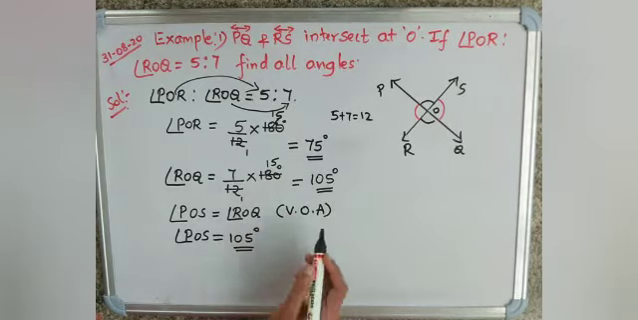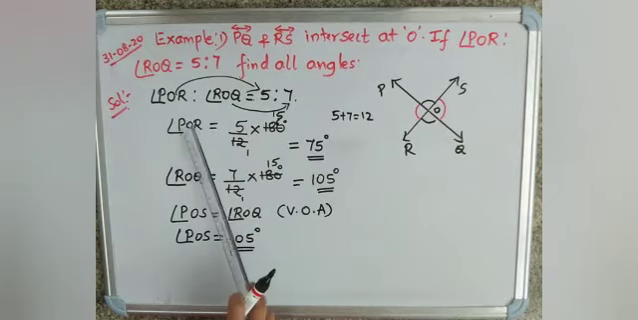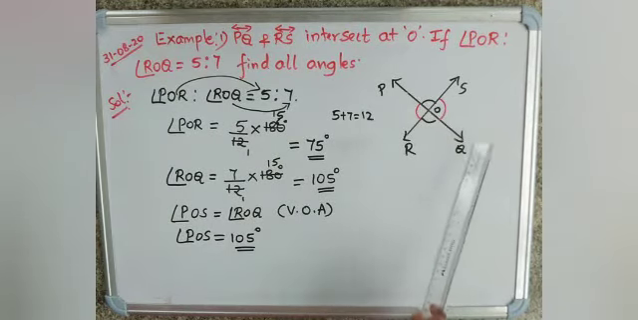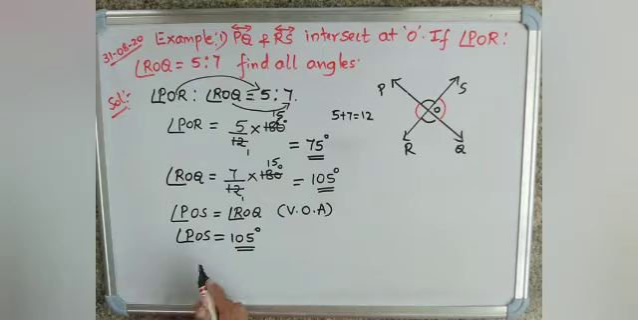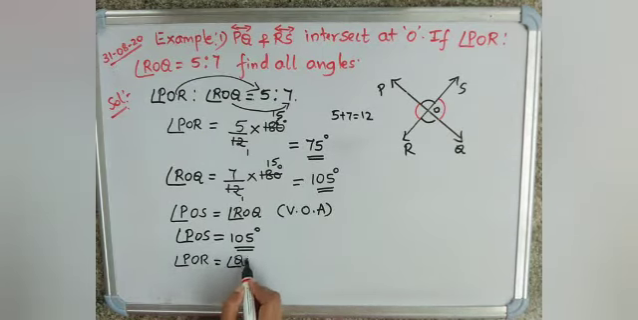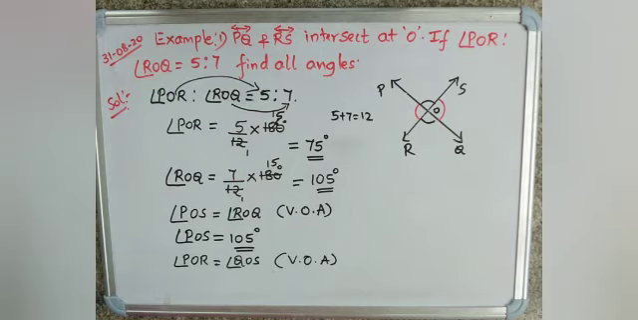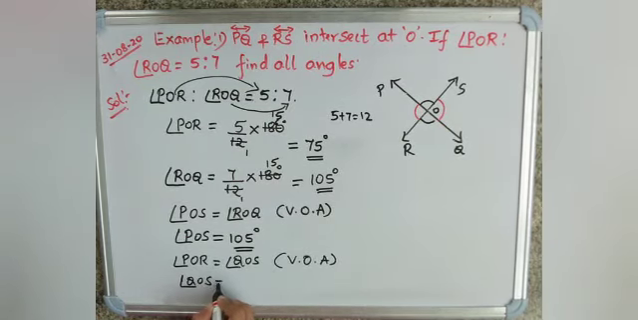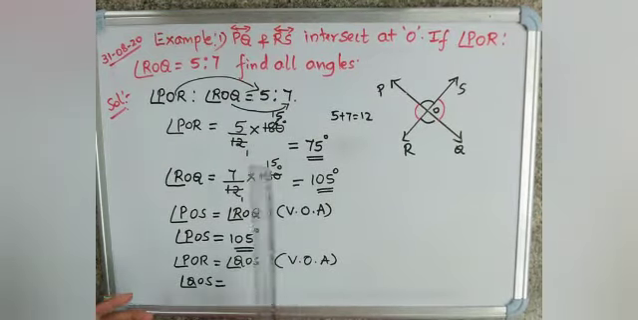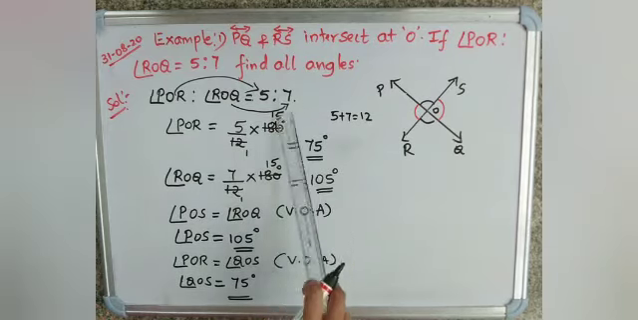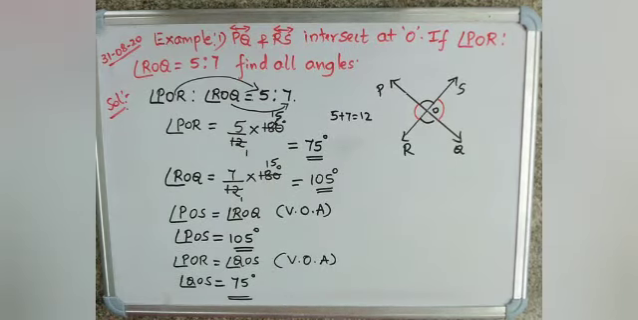We have found this. Now, one more, that is POR is equal to QOS. Why is it equal? Once again, vertically opposite angles are equal. We have proved this theorem. So I am going to write QOS is equal to how much? That is 75 degree. Like this we have found all the angles.